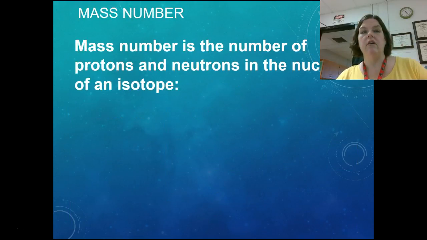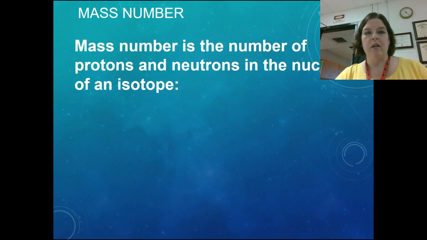Very good. Now we come to a different number. So atomic number is on the periodic table. This number that we're getting ready to talk about is not on the periodic table. The mass number is not anywhere on the periodic table. There's something called an atomic mass on the periodic table. Mass number and atomic mass are not the same things. We're going to be talking a lot about that a little bit later.